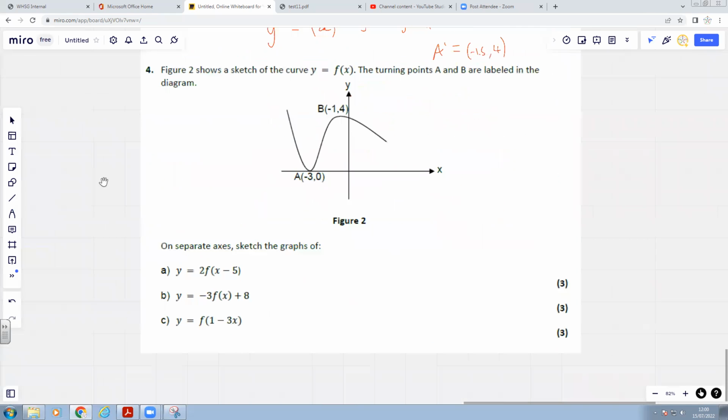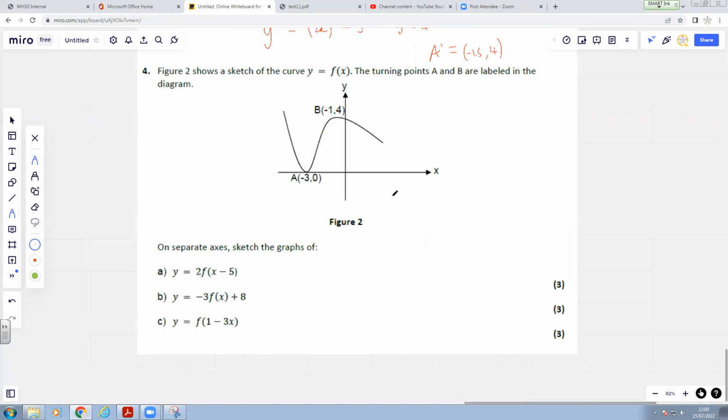Okay, number 4. I seem to remember this one's quite awkward. Okay, we've got to sketch these graphs. So this is move 5 to the right and stretching the y by 2. So that's going to be at 2, 0.